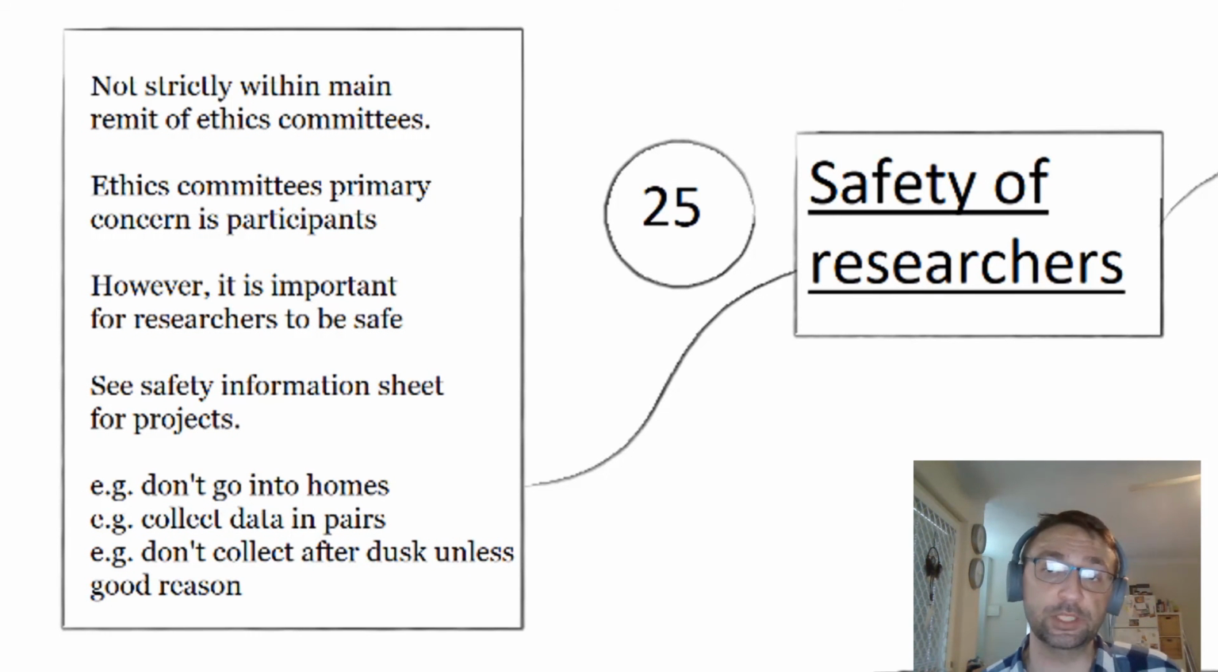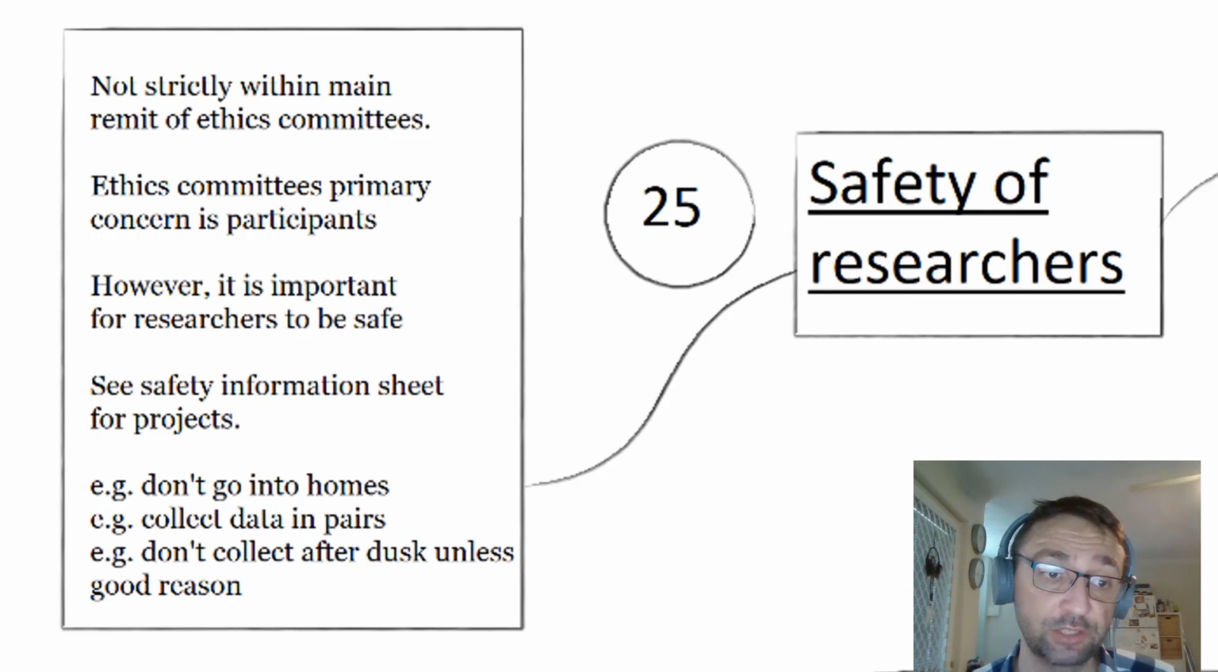Another miscellaneous point is about safety of researchers. This is not strictly within the remit of ethics committees, though often they do take an interest, because research ethics is about participants. It's about protecting the interests of people who are the subjects of research. However, it is important for researchers to be safe, and often ethics committees take interest in this, and they've taken a particular interest in your safety with respect to this research. There's actually a huge list of things that you are going to be advised to do to protect your safety, and we have a whole bulletin on this, but I will just give a couple of examples.